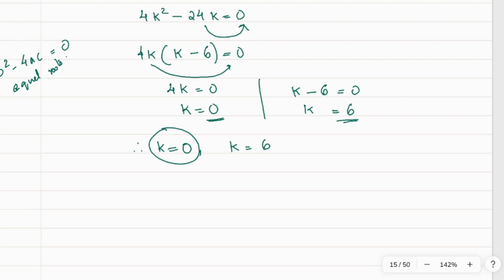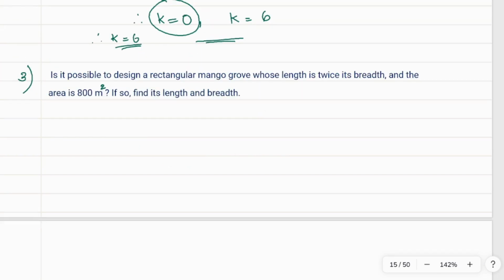Therefore, we will reject k equal to 0 because otherwise it will lead to some contradictions. Okay, now let's do question number 3.